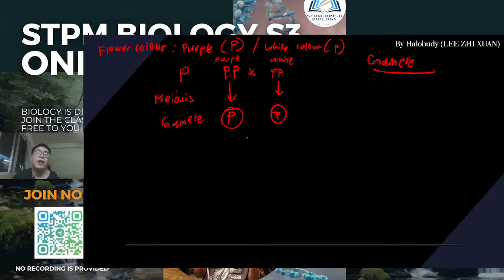Then we have fertilization, right? When we make a fertilization, it will produce F1. The offspring produced from these parents will have one capital P and one smaller p, but the phenotype of this plant is purple color. The flower color of the offspring is totally purple.